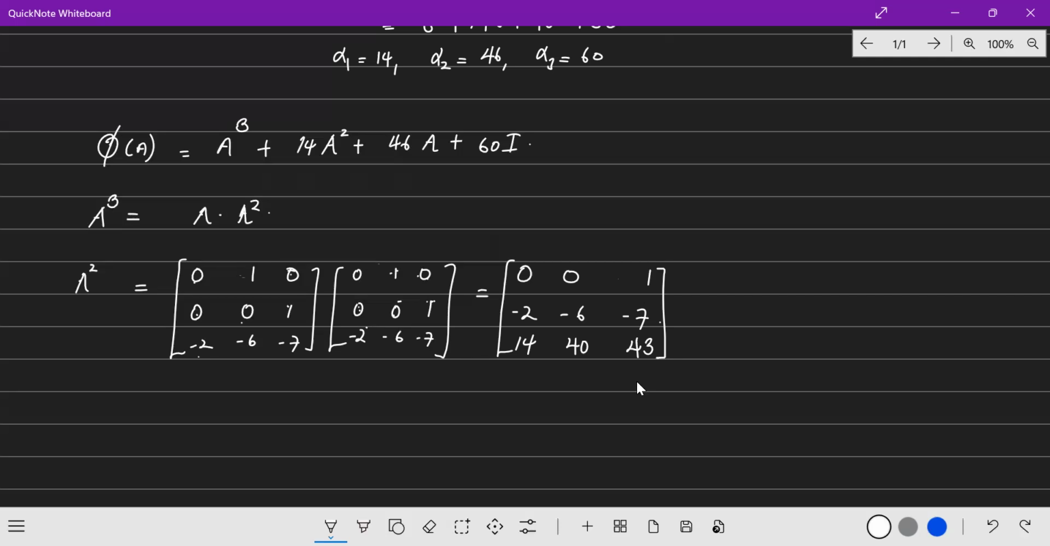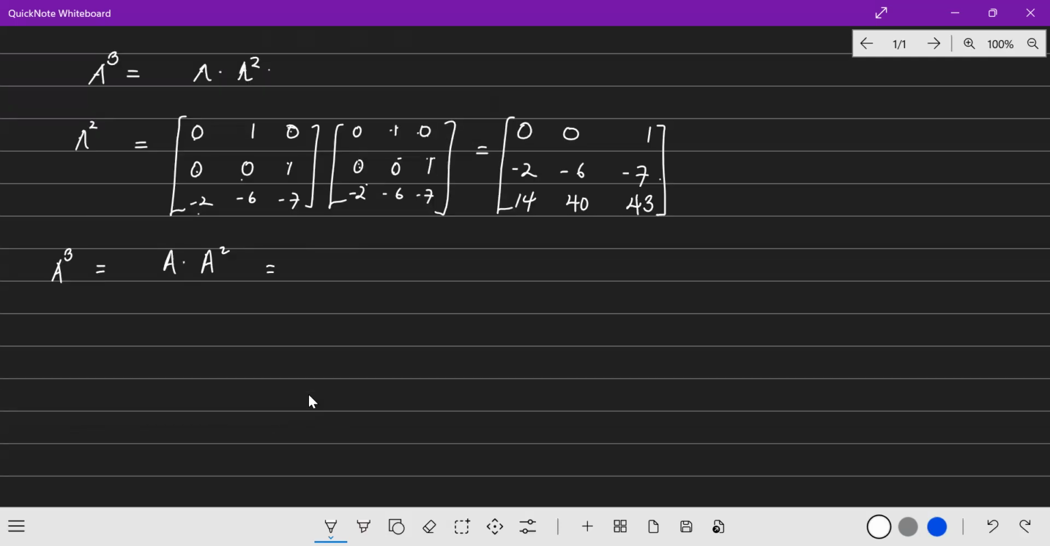Now, having found A squared, we need to find A cubed, right? So A cubed is simply A times A squared, right? There's a lot of work to do here. A times A squared, right? So let us multiply that guy by matrix A squared, okay? So A, the same matrix A: 0, 1, 0, 0, 0, 1, -2, -6, -7. Now multiply this guy by matrix A squared, right? 0, 0, 1, -2, -6, -7, 14, 40, 43. Let us multiply again. Row by column.